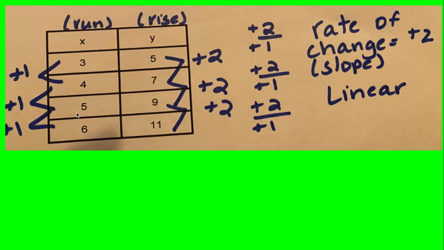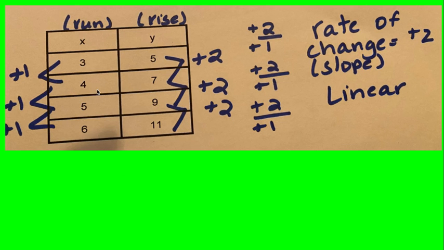Come over to the left side and do the same thing with the run. How does it change from 3 to 4? It increases by 1. From 4 to 5? It increases by 1. From 5 to 6? It increases by 1. Therefore, I'm going to take between (3, 5) and (4, 7) and write that as our rise over run. We have plus 2 over plus 1. Now between the next 2 points, (4, 7) and (5, 9), it increased by 2, and then by 1. So I wrote 2 over 1.